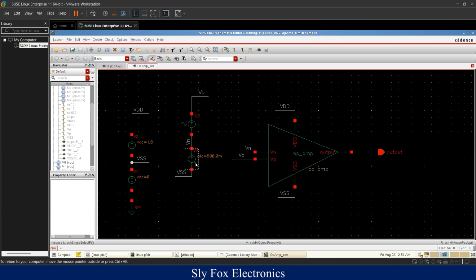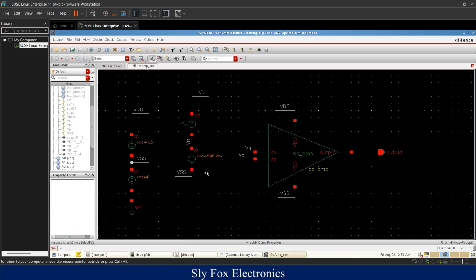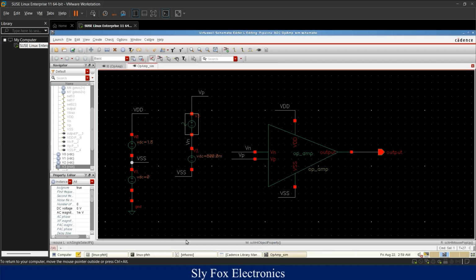Then I placed another DC voltage here and I set its DC voltage to 800 millivolts. That's because to provide the proper DC operating point for the transistors of the operational amplifier. Then I placed a sinusoidal voltage source here and I set its AC magnitude to 1 millivolt. I connected the positive input of the operational amplifier to the node here and its negative input to this node here. Then I created a pin in order to indicate the output of this operational amplifier. Now our system is ready to be simulated and tested.